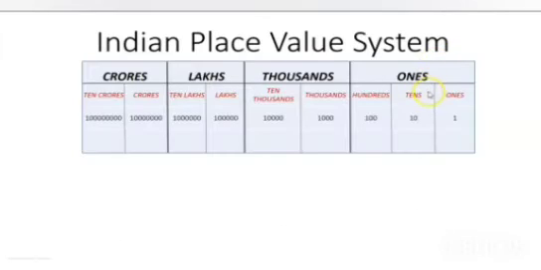First, let's see the Indian place value system. The most commonly used places in the Indian place value system are ones, tens, 100, 1000, 10,000, lakhs, 10 lakhs, crores and 10 crores. Also, these places are grouped under periods, that is ones, tens and 100 are grouped under the period ones. 1000, 10,000 are grouped under the period thousands. Lakhs, 10 lakhs are grouped under lakhs. Crores, 10 crores are grouped under crores.